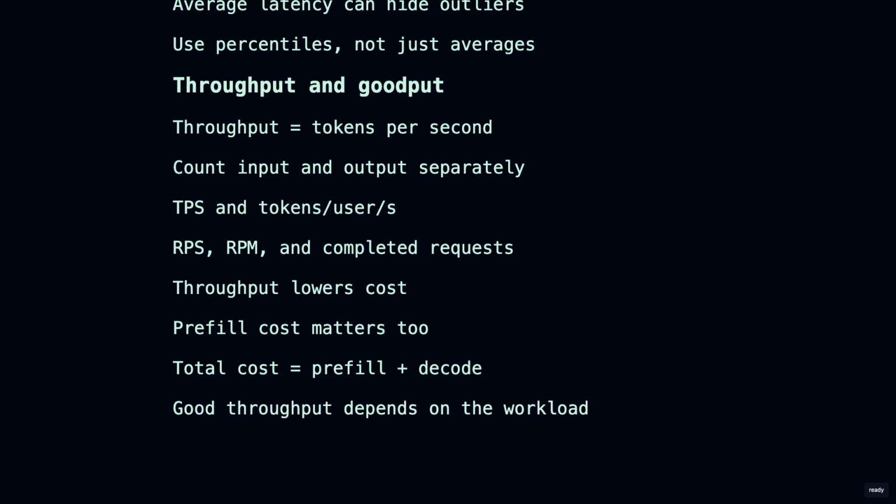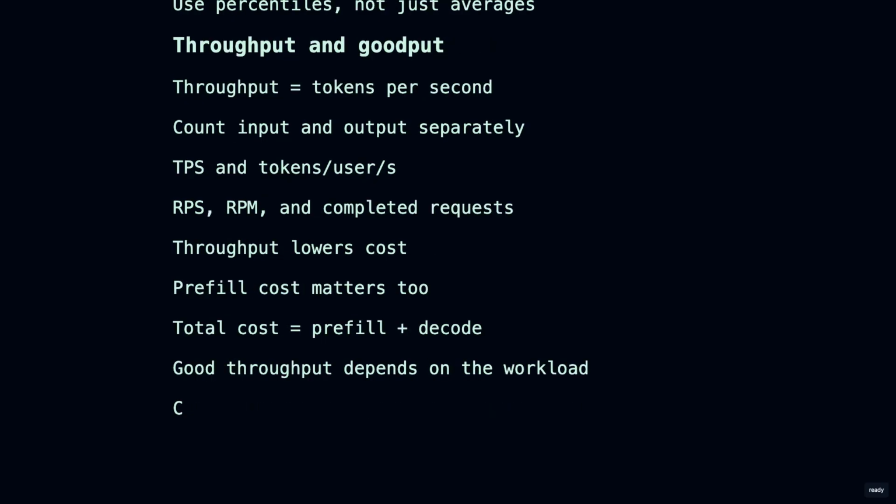There's no single good throughput number. It depends on the model, the hardware, and whether your prompts and outputs are stable or highly variable. Raw throughput comparisons can be fuzzy because tokenization differs across models. For that reason, cost per request is often a more honest way to compare serving systems.